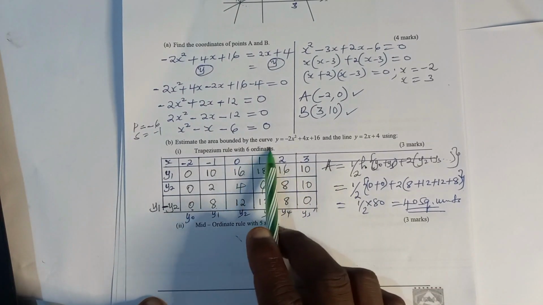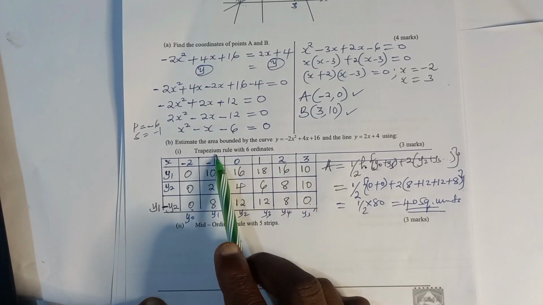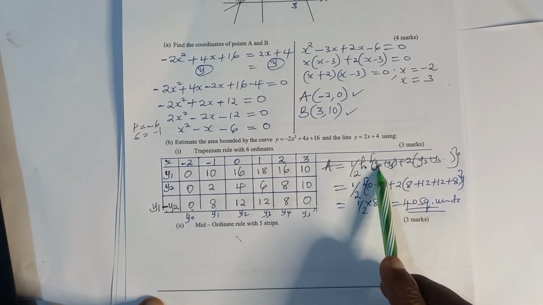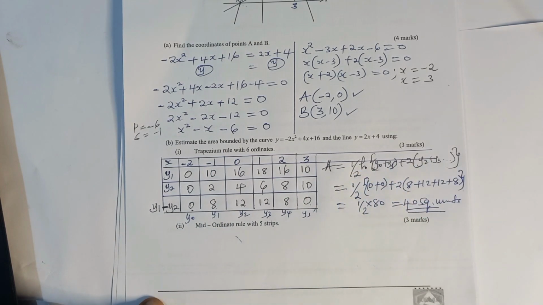The most important thing to understand here is 6 ordinates are 1, 2, 3, 4, 5, 6. Then it's also important to understand the formula. We use the trapezoidal rule or the trapezium rule. Have height, the first plus the last, then plus twice all the middles. Now let's go to the mid-ordinate rule.